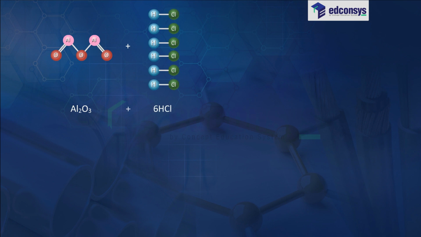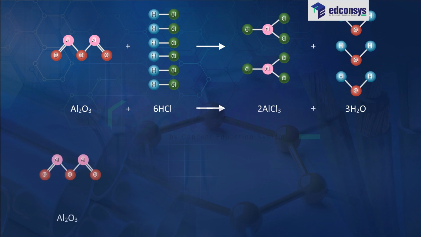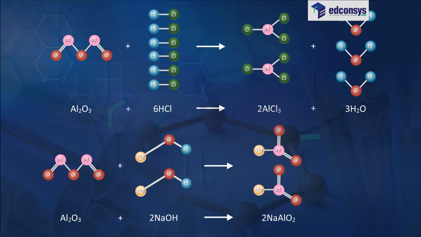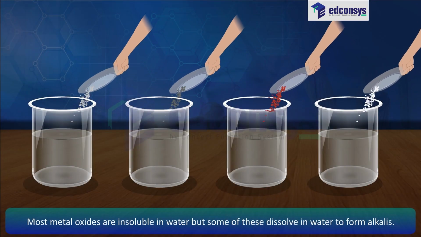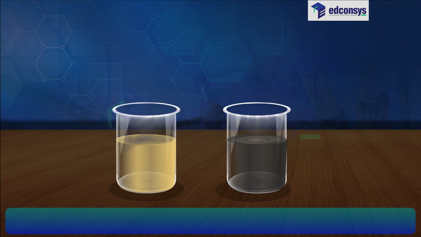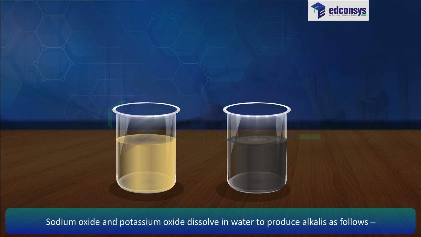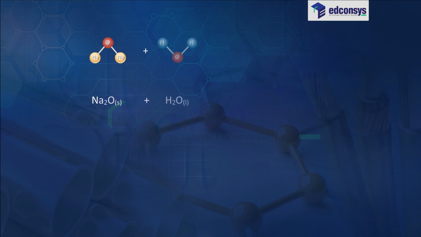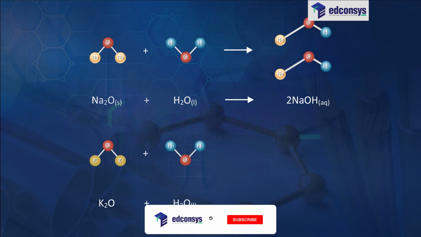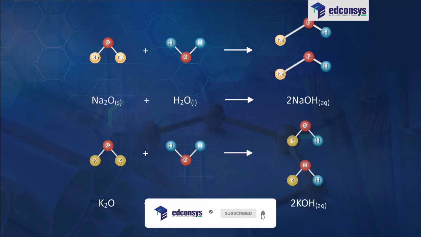Al2O3 plus 6HCl gives 2AlCl3 plus 3H2O. Al2O3 plus 2NaOH gives 2NaAlO2, sodium aluminate, plus H2O. Most metal oxides are insoluble in water and some of these dissolve in water to form alkalis. Sodium oxide and potassium oxide dissolve in water to produce alkalis as follows. Na2O plus H2O gives 2NaOH. K2O plus H2O gives 2KOH.